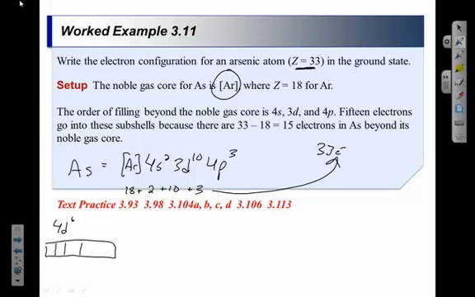Let me try that again. The 4d subshell has five orbitals. And if there are six electrons, I would fill them in, starting with the same spin, one in each orbital, and then I'd put one more in to make a pair. So that's what 4d6 means. It's just showing us how many electrons there are in the 4d subshell.